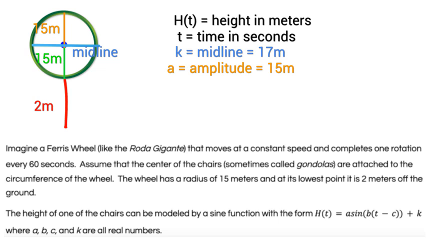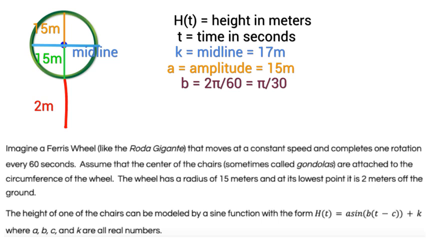Next, what's the third thing you should find? Yep, the constant b. Remember, to find the constant b, you need to divide 2 pi by the period. The period is always given in the word problem itself. The period is just how long it takes to end up back where you started. That's 60 seconds for one rotation. Let's plug it in. 2 pi over 60 gives us pi over 30. That's b. Now, we only need to find one more value. That's the constant c. How do we find c?